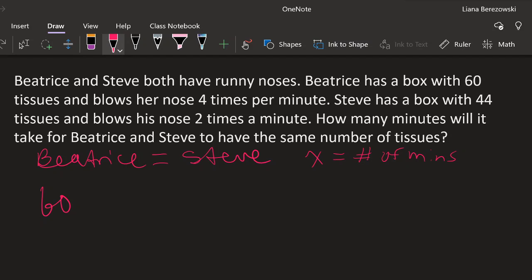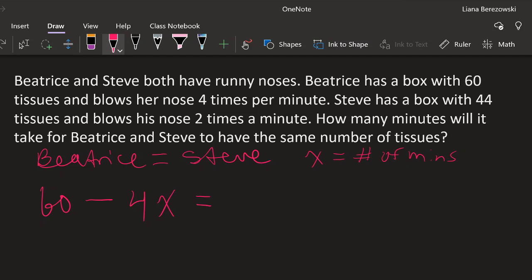That's a positive number. She's blowing her nose 4 times per minute. So the assumption that we're making is she's using one tissue every time she blows her nose. So when she's using that tissue, she no longer has it, right? It's being taken away from the 60 that she started with. So in this case, we're actually going to be subtracting. Now she's blowing her nose 4 times per minute, so that means 4 tissues per minute. So 4 tissues per X number of minutes. Okay, so that's Beatrice's situation.